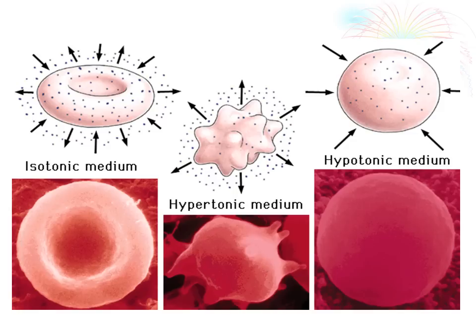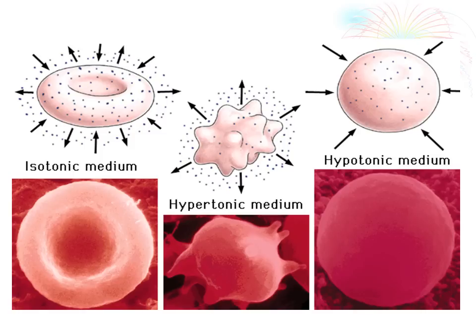So here are the 3 examples we just talked about. Again, in an isotonic solution, which is the image on the left, you have an equal amount of solutes inside the cell as you do outside. So there's no net movement of water. Okay, water's moving in, but it's also moving out at an equal pace.